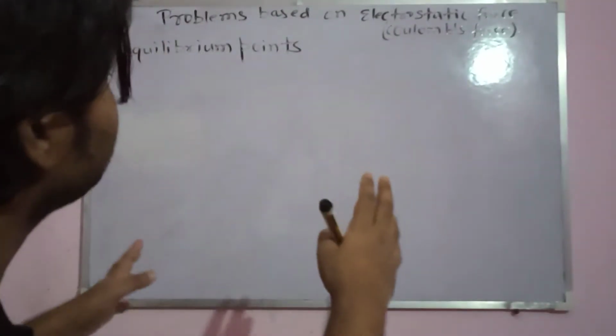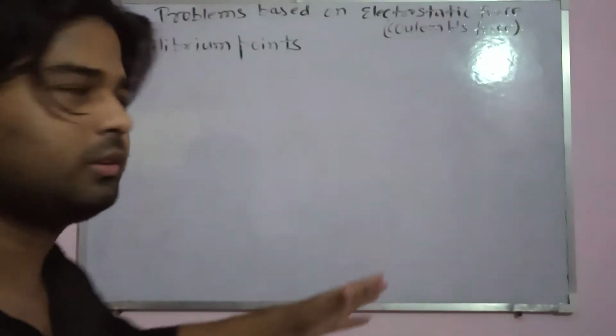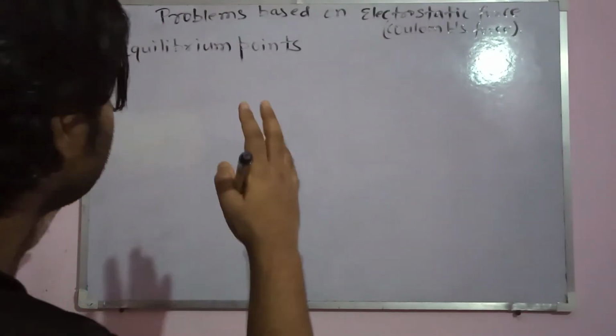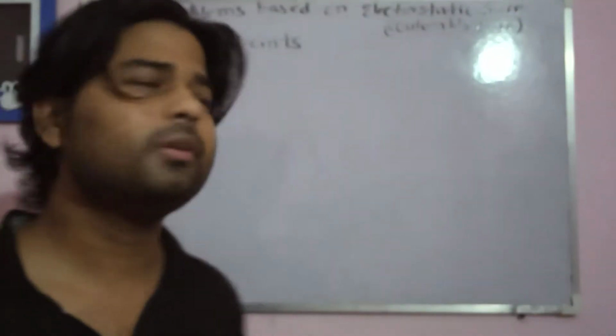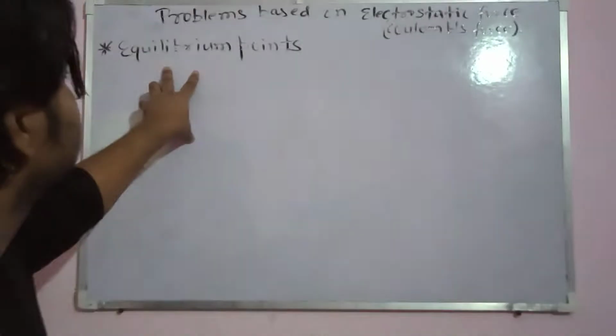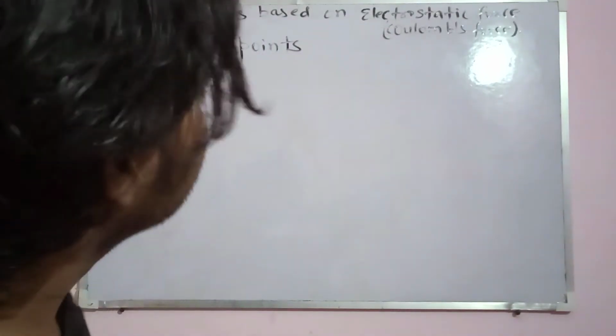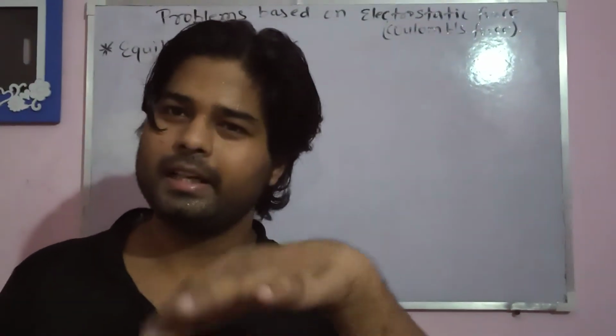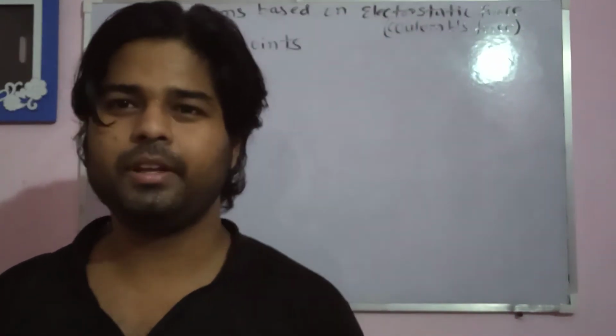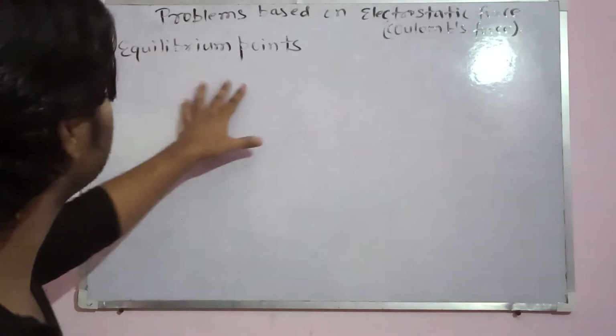See, while solving electrostatic force or Coulomb's force problems, we meet the first type of numericals, which are equilibrium points. Equilibrium points mean the points where any third charge can feel no force. So I'm going to analyze that.